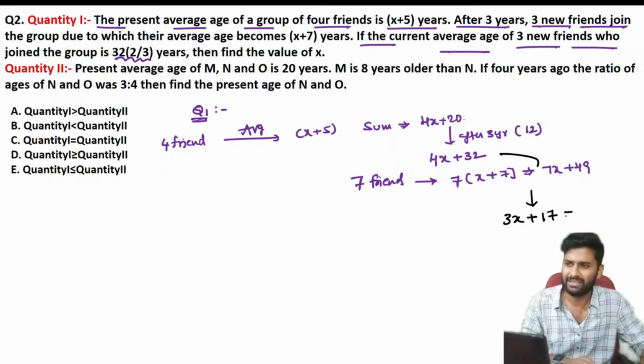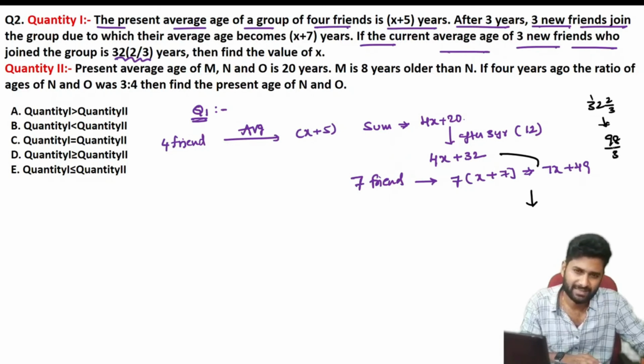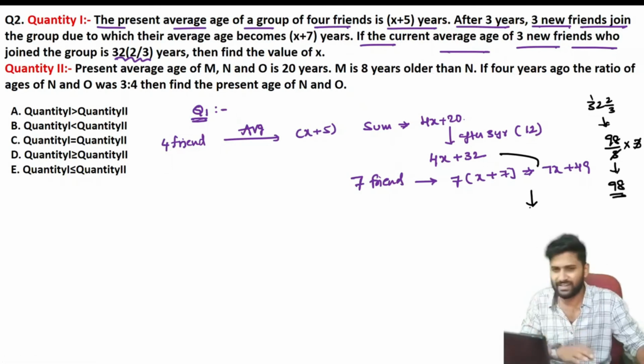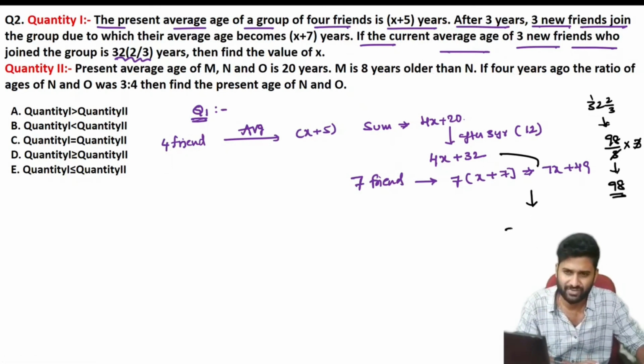You understand? This value is exactly equal to 32 2/3. It's 98 divided by 3. Average is 98 by 3. To get the sum, we should multiply by 3. You will get 98. Just find the difference here. So how much of a difference can you see?